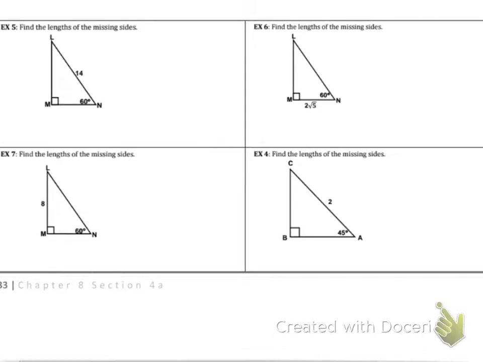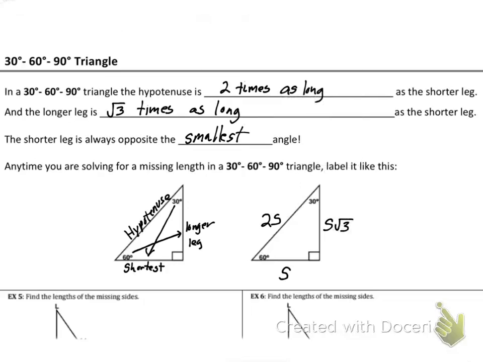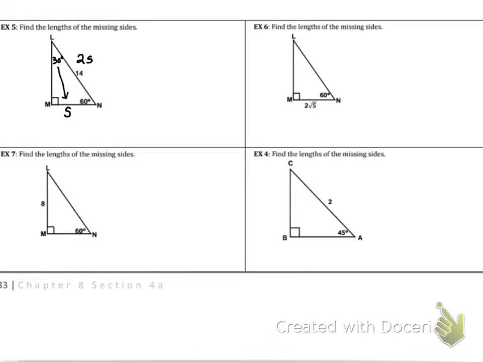So we're going to do that. We're going to say, well, I see I have a 60 and a 90, which means this has to be a 30. Which means the side opposite my 30 is going to be my S. My hypotenuse is 2S, right? Because if we look back here, we got 2S. And the other side is going to be S square root of 3. Now I'm just going to pick the side that already has a number for it. That's this side. So 2S equals 14.